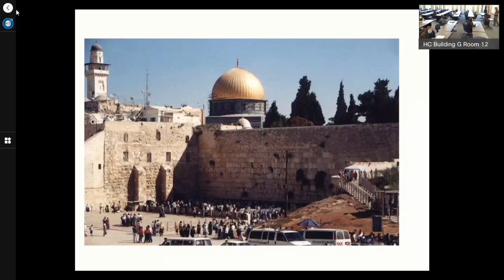And so if you want to know what one of the causes of so much tension and strife between Palestinians who are Muslim and Jews in Israel is, not the only issue by any means, but certainly a big issue, is the status of the Temple Mount.